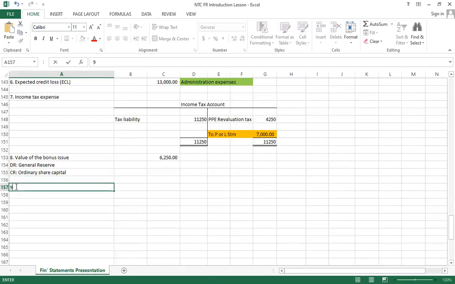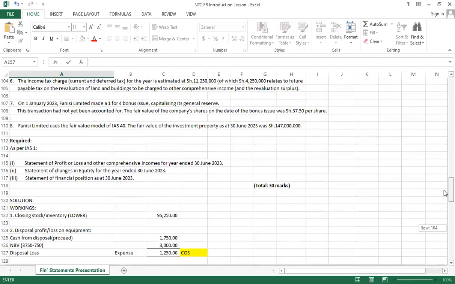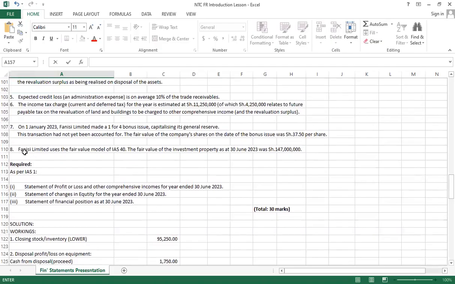Let's go to working number 9. What are we told in the next note? The next note and the last one is note number 8. And what are we told here? That Finacial Limited uses the fair value model of IAS 40. The fair value of the investment property as at the reporting date, we are told, was 147 million shillings. Now, when you go back to the trial balance, these assets are at fair value.